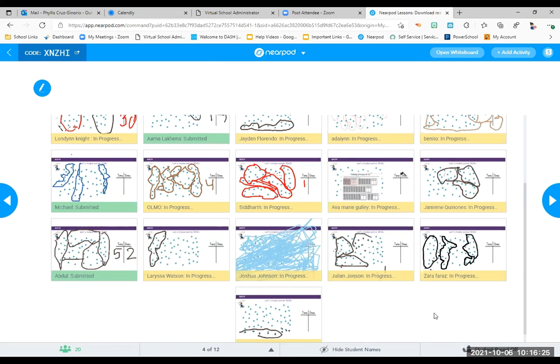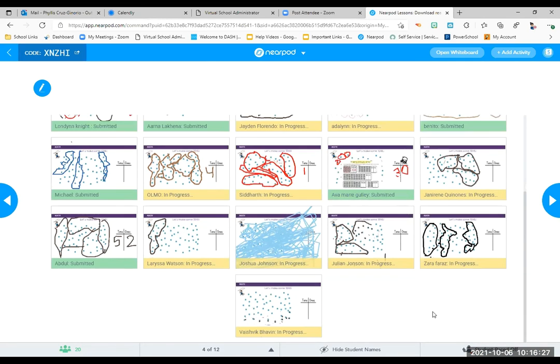All right, Joshua, can you please erase all that? I'm not sure that represents tens.